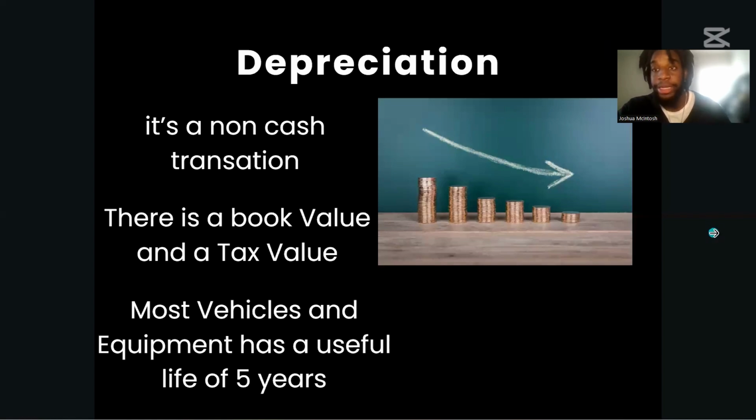So we're going to do a breakdown of all the expenses. The first expense I'm going to break down is depreciation because it's kind of confusing, but I'm going to give you the gist of it so you can at least understand it.